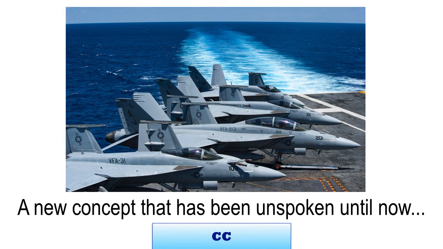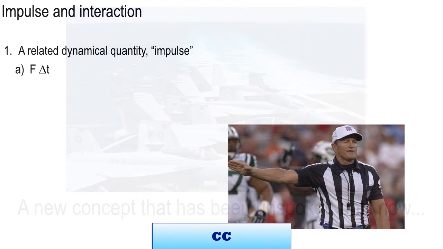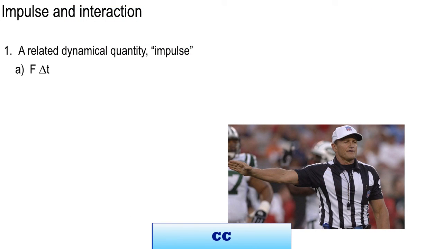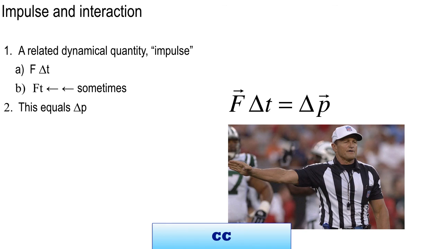Now, last minute, I want to give you one more concept, and that is the concept of F delta T. It's known as the impulse. And here's the equation for it. This is basically Newton's second law, written in terms of momentum. F times delta T is equal to delta P.